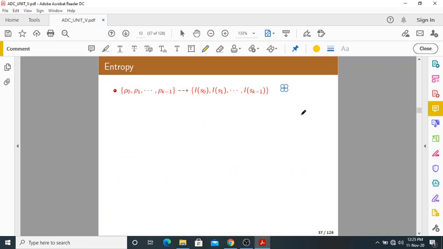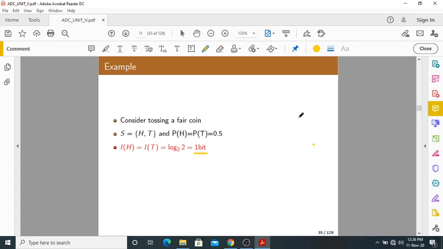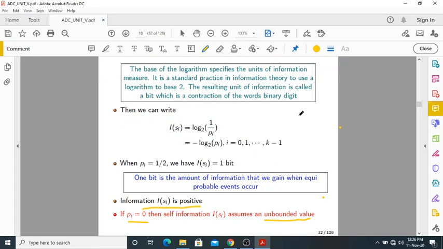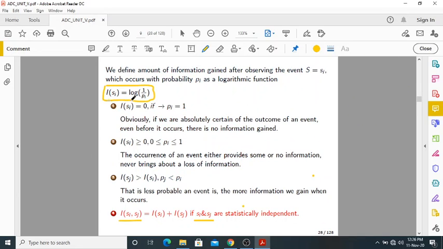Now, that is about information or self-information. We denote it with capital I of Si, which means the information gained from the event or from the symbol Si, whose formula is like this, and it has got some properties. These are some properties. Okay.